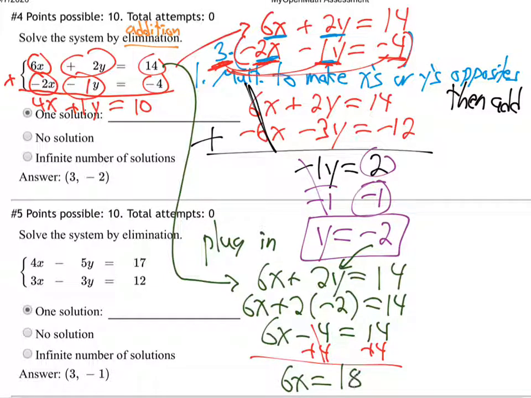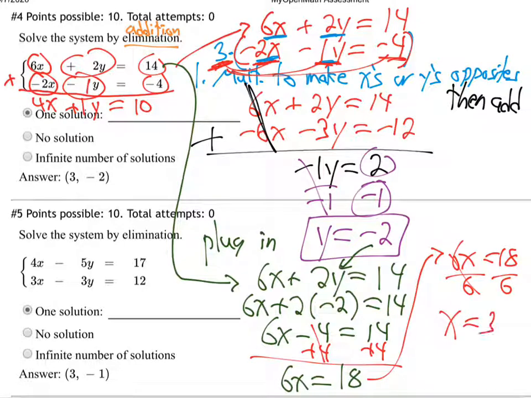6x is what? 18. And you know how to finish this. Bring it over here. 6x is 18. Divide by 6 on both sides. x is 3. So we got x, we got y. So the answer is (3, -2), x comma y. There's the answer. We got it.